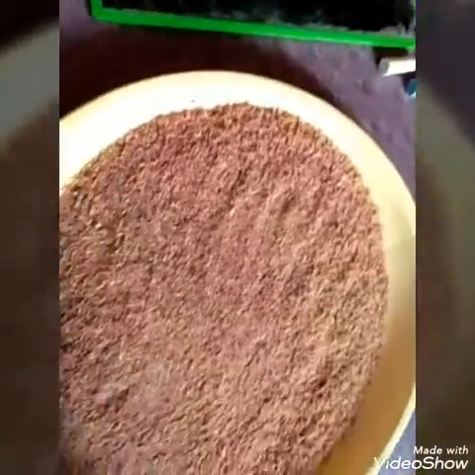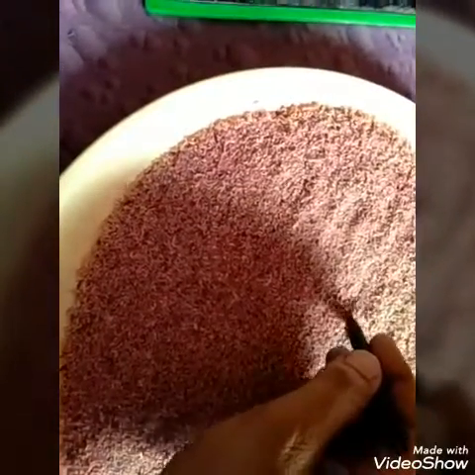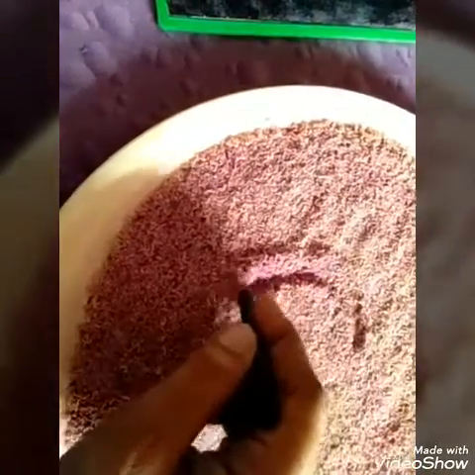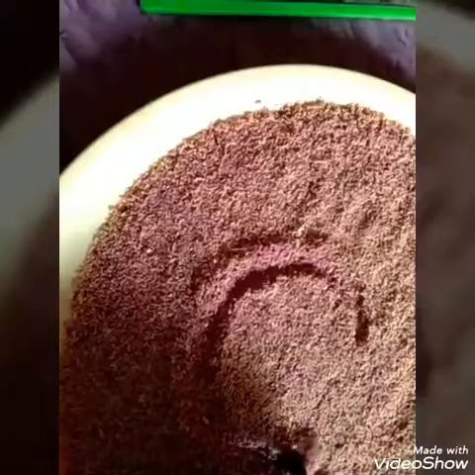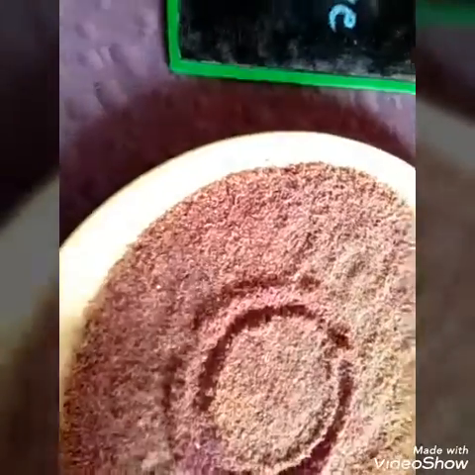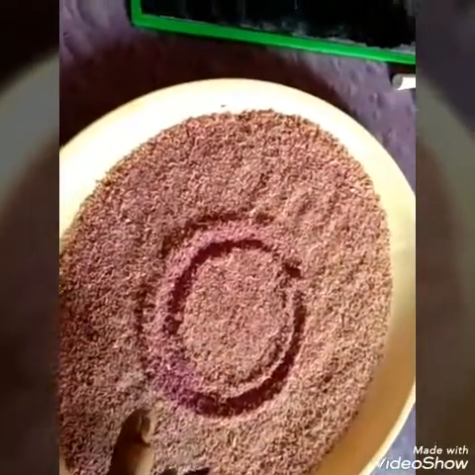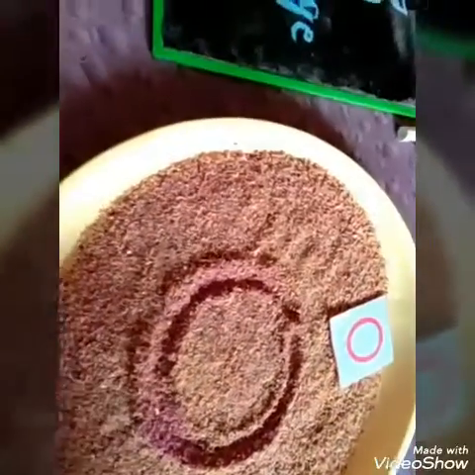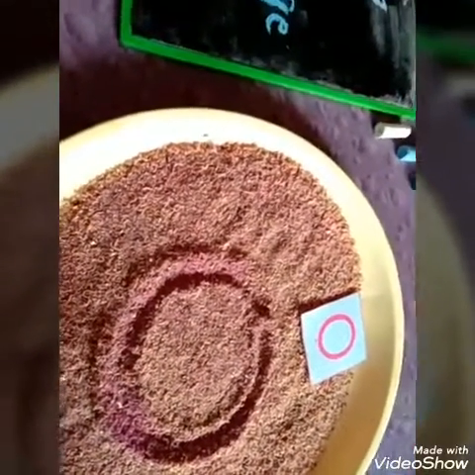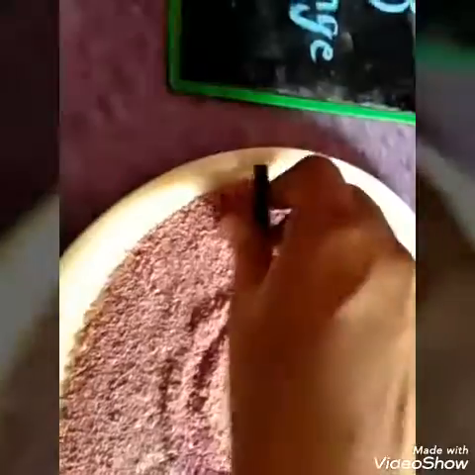Do this activity. Write the letter on the sand. Here is sand. Now write the letter O. Start and finish it. Letter O. Look at here. This is the letter O. Just a small circle. This is the letter O.